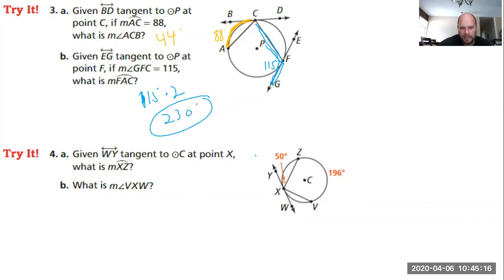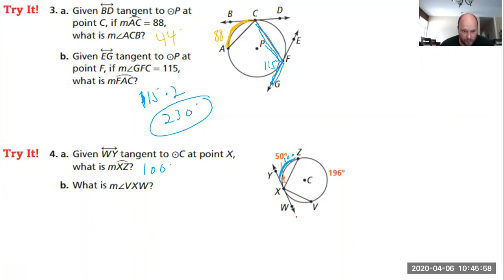Given WY is tangent to circle C at point X, what is the measure of arc XZ? All right, so they put the measurements this time on the actual diagram. Arc XZ is what they want us to find. So they want this arc. So again, the arc will end up being double the angle. So this is 50, this will be 100.